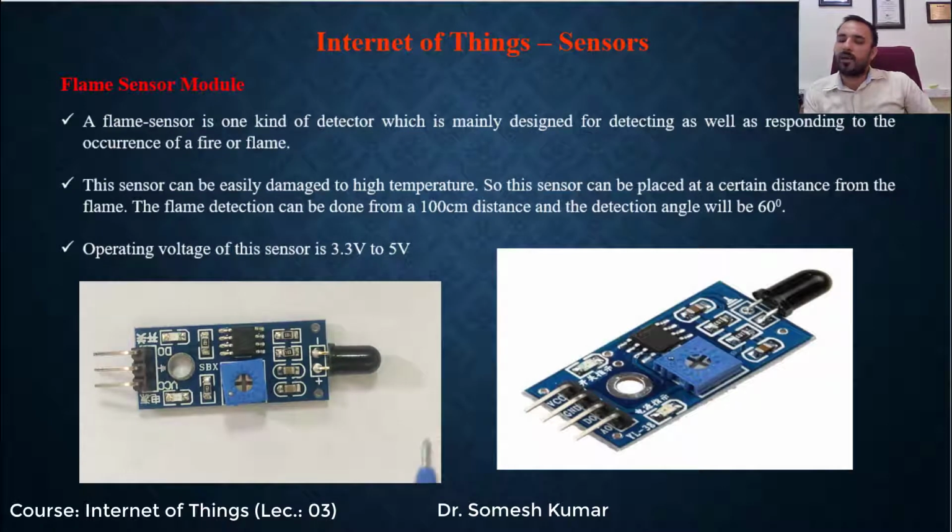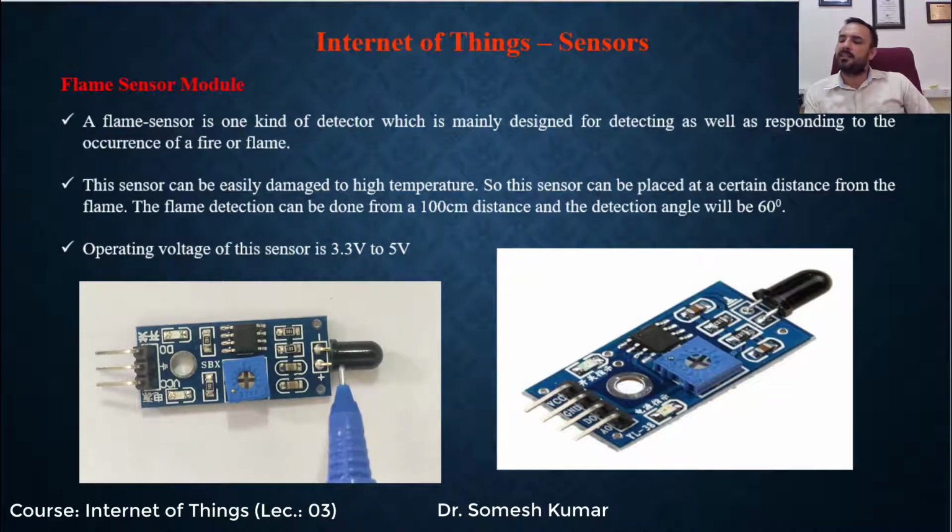Basically this is your IR receiver. Suppose at some distance there is a fire, this IR receiver detects those rays and gives the output accordingly. The operating voltage of this sensor is also 3.3 volt to 5 volt, and it is very sensitive to high temperature, meaning that at high temperature these sensors can be damaged, or this receiver can be damaged. So this sensor is placed at some distance from the flame.